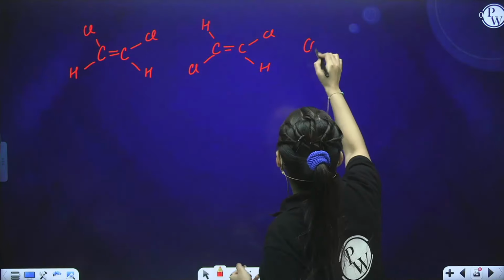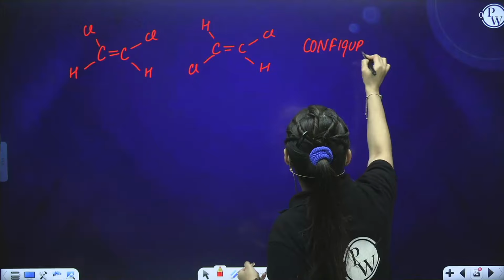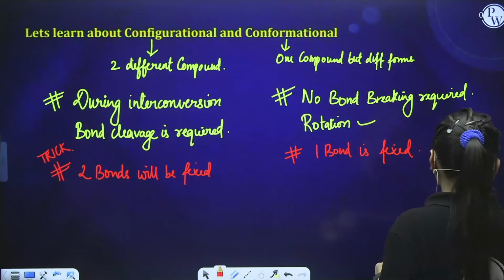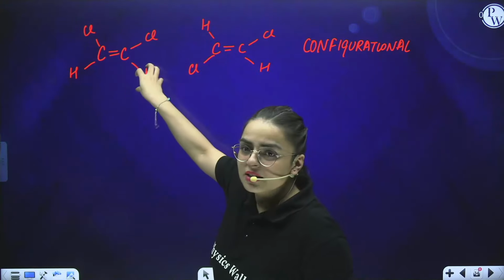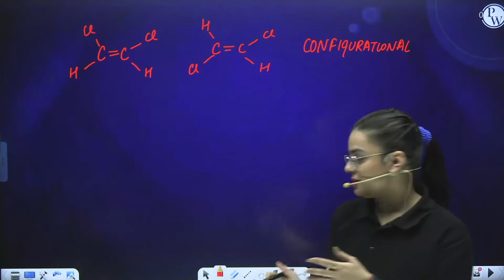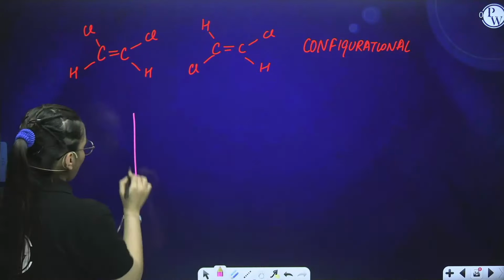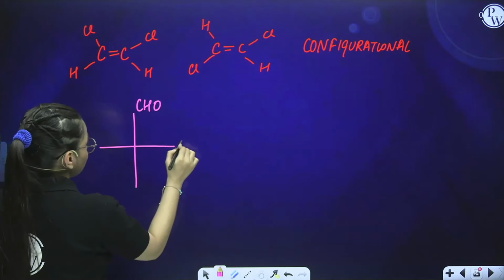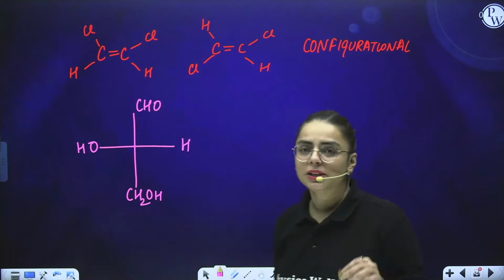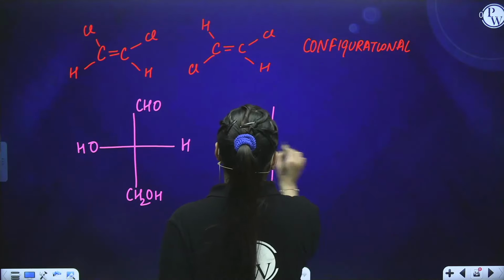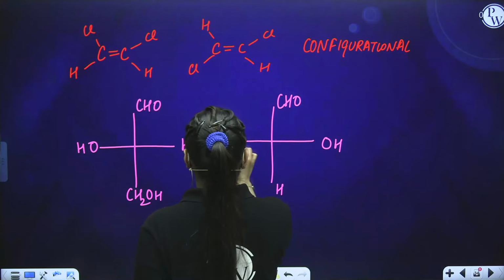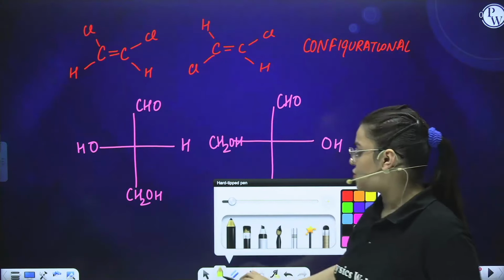Now, these are configurational. And there was a trick, I already told you: two bonds will be fixed. So you can say these bonds are fixed, and you have to break the other bonds. Clear? Now, if I take an example of conformational, students, this is my first compound. Now the trick to identify conformational, I told you, one bond is going to be fixed.